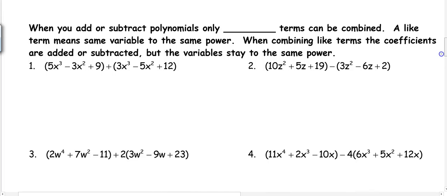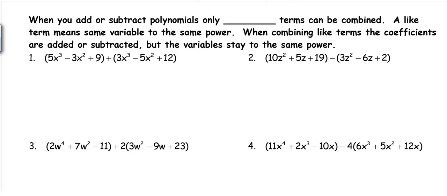The other thing that we're going to look at in this video is adding and subtracting polynomials. Now, you've done this already in the first unit of first semester. So when you add or subtract polynomials, remember that you are only combining like terms. So a like term means it has the same variable to the same power. When combining like terms, the coefficients are added or subtracted, but the variable stays the same to the same power.